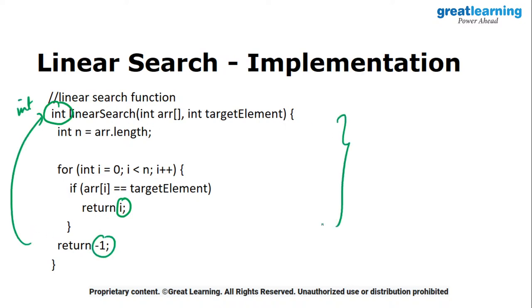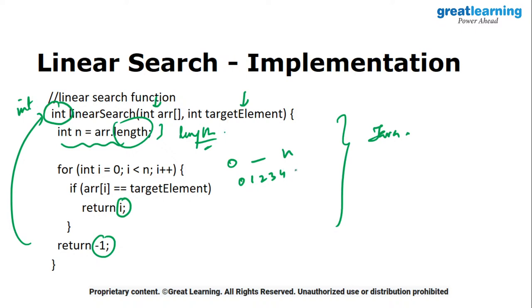The language that I'm right now using is Java. So you have this integer array and you have the target element that you're trying to find out. Then you are calculating the length of the array. That dot length is the function that we use for calculating the length. Done. The length has been calculated. Now we'll traverse from 0 to n, that means 0, 1, 2, 3, 4, up to n minus 1.